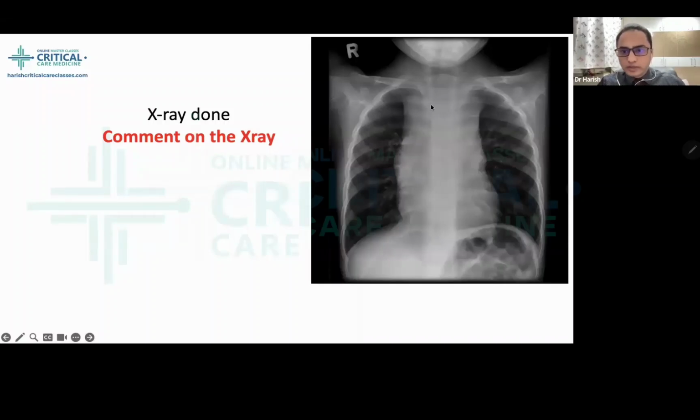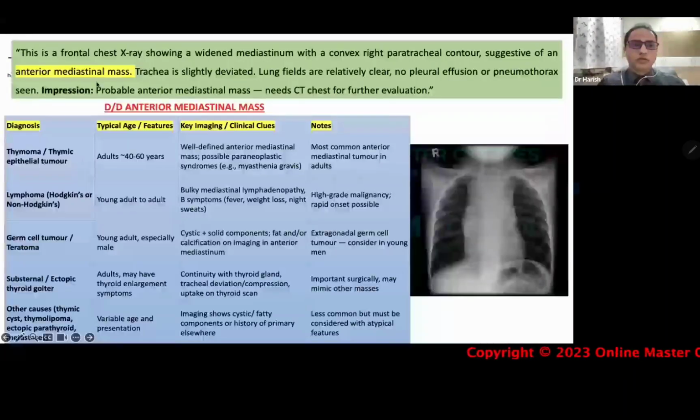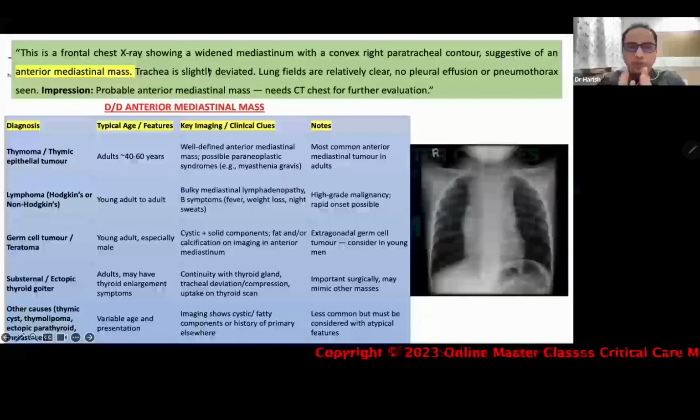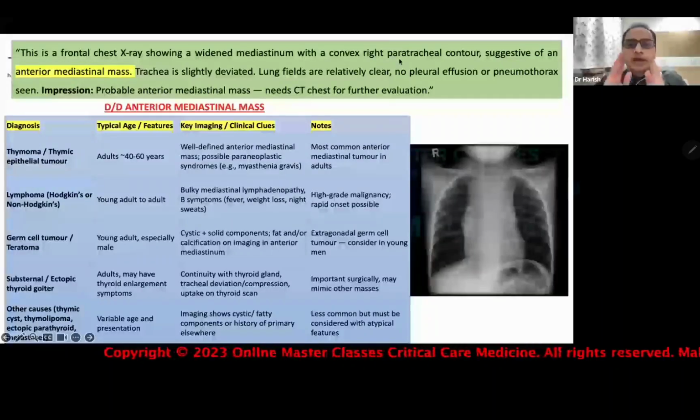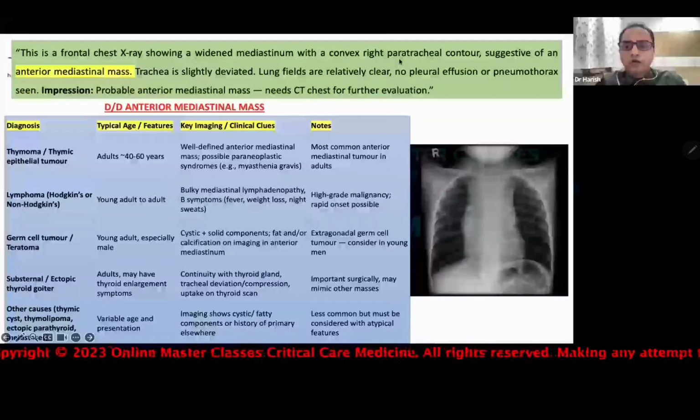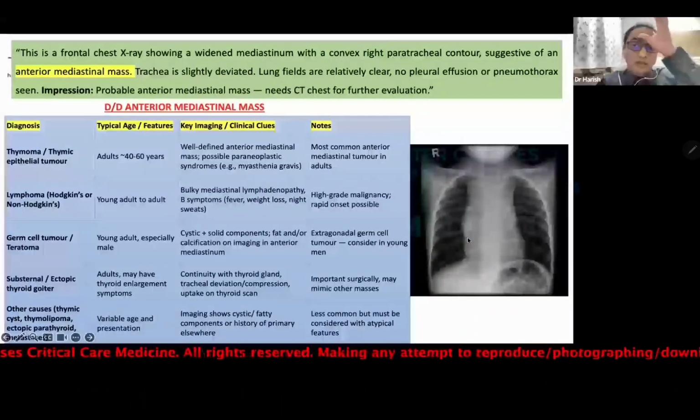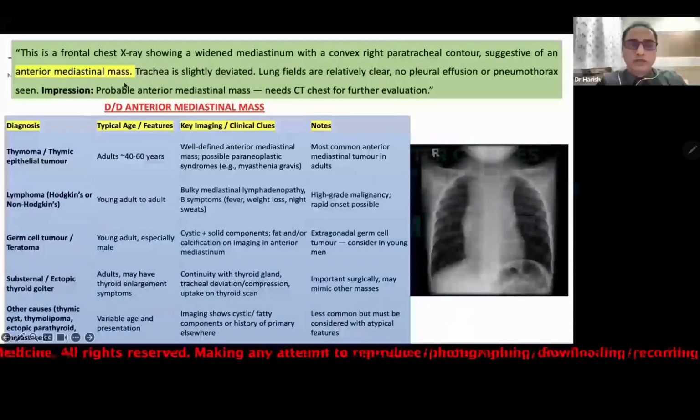So if you see, this is the trachea here. Okay, the mediastinum looks widened. So this is the frontal chest X-ray, PA view, showing a widened mediastinum with a convex right paratracheal contour. So the right paratracheal contour is convex, suggestive of an anterior mediastinal mass.